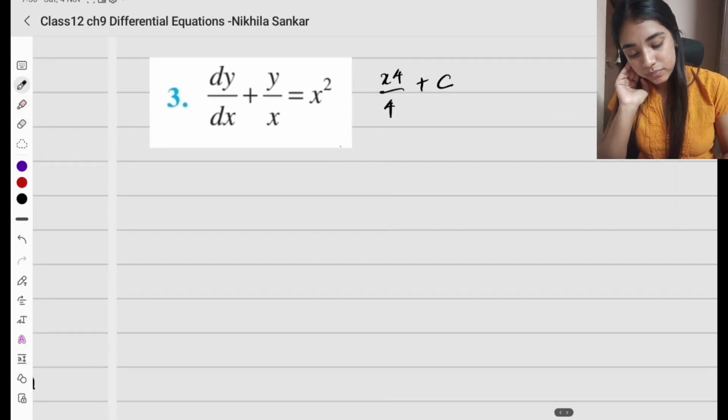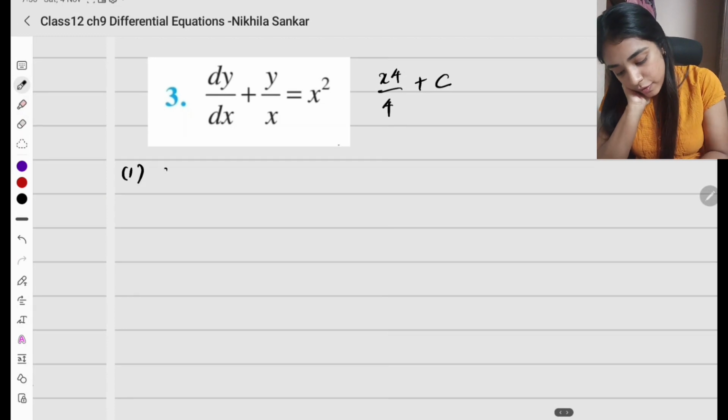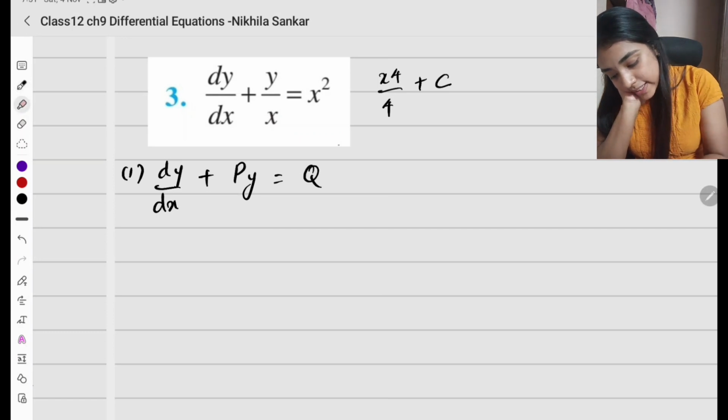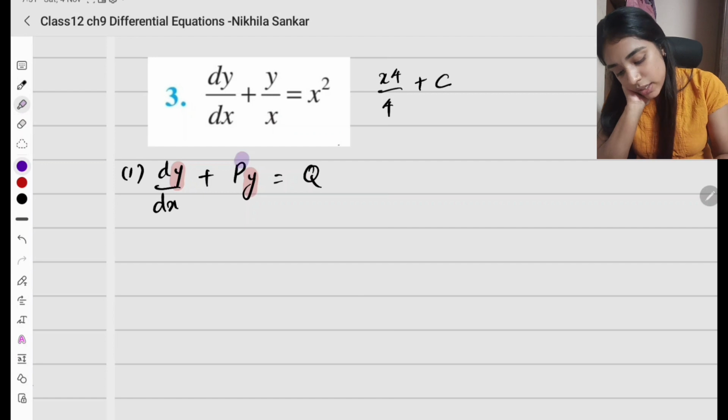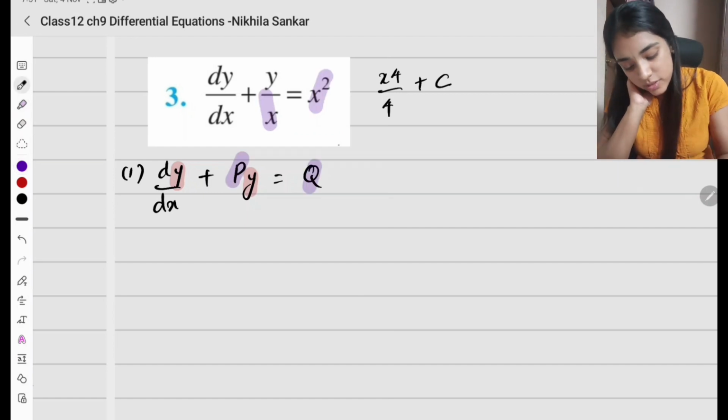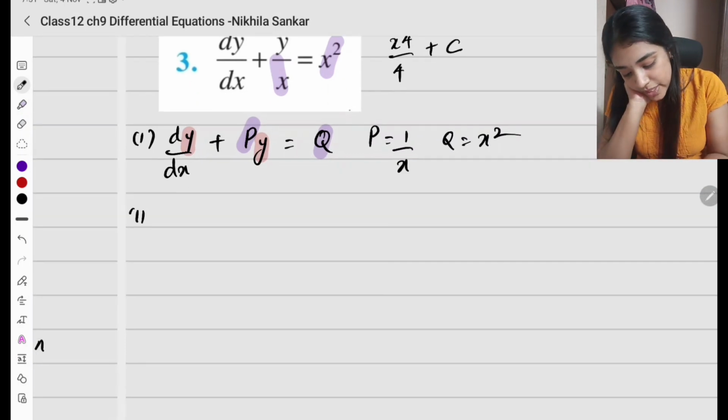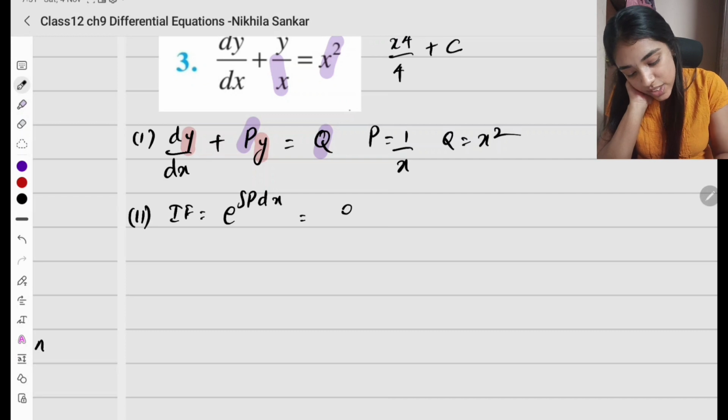Question number 3. Again, check if this is of the form dy by dx plus py equals q. இந்த இடத்துல y இருக்குனா இங்கேயும் y இருக்கணும், ஞாபகம் வச்சுக்கோங்க. So is this of the form? So p is equal to 1 by x, q is equal to x square. Okay, so let us write that p equals 1 by x and q equals x square.